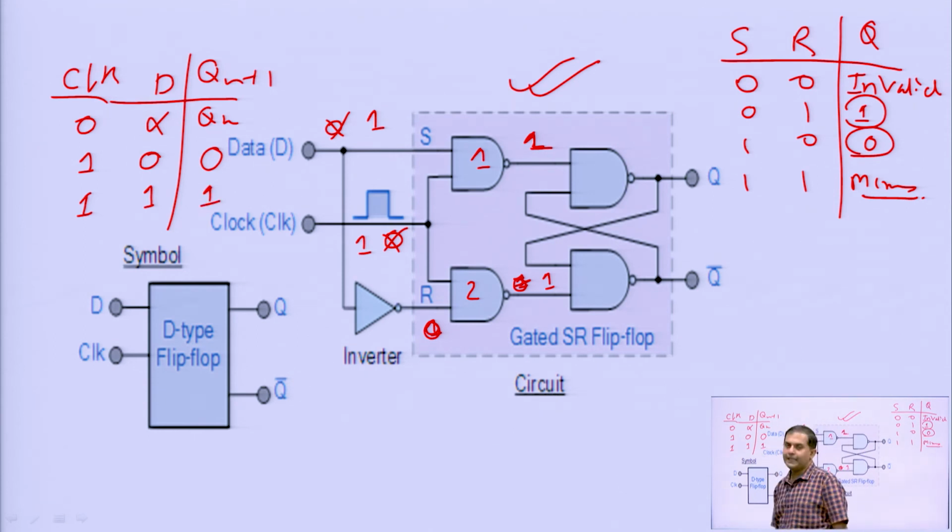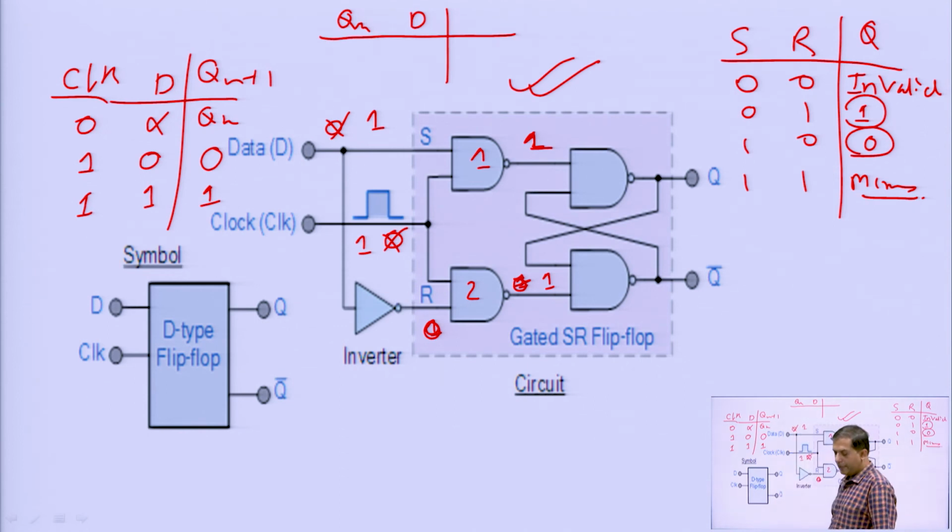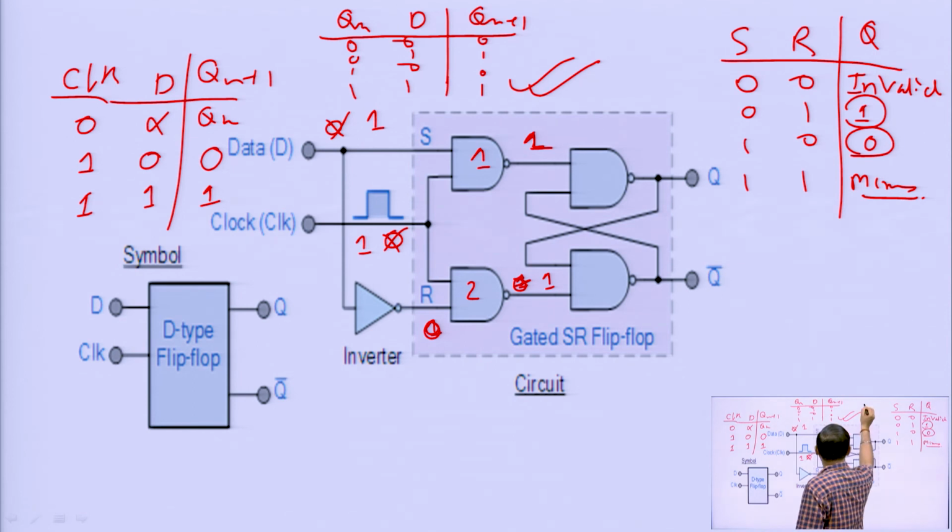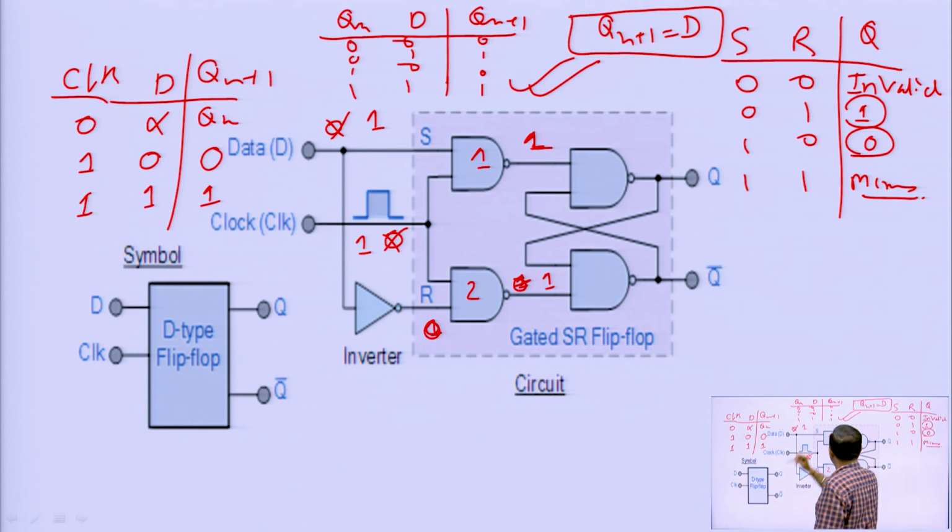So, we can say that the next state Qn plus 1 is 0 for D equal to 0, and Qn plus 1 is 1 for D equal to 1. Finally, we can say like this: Qn plus 1 and D, 0 0, 0 1, 1 0 and 1 1. So, we will be getting 0 1 and 0 1, meaning Qn plus 1 is the same as D. This is the final equation for the D flip flop.